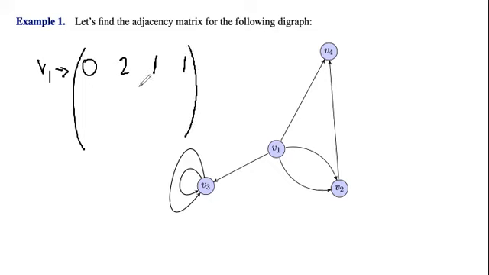Okay. So then we see, where does V2 head? V2 looks like there's 1 path to V4 and no other paths anywhere else of length 1. So it looks like we could just fill in like this. All right. What about V3? Well, it looks like V3 has no arrows that come out except to itself, and there are 2 going to itself. So we think 2.